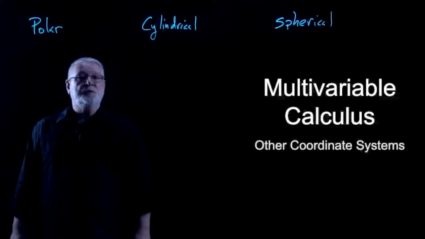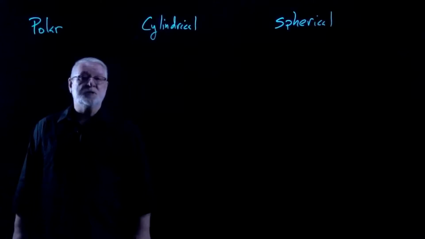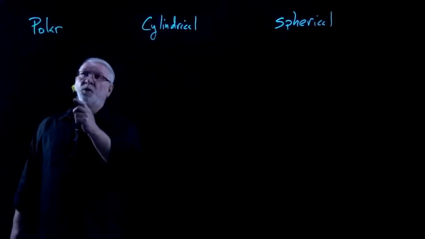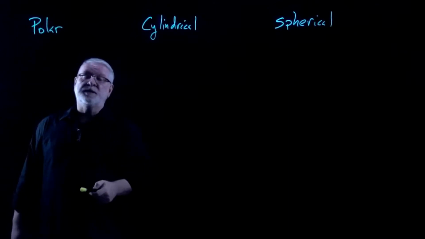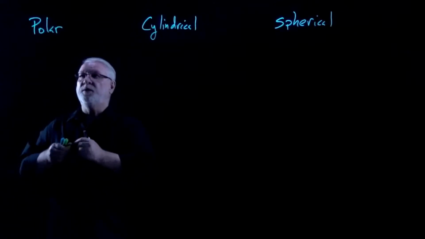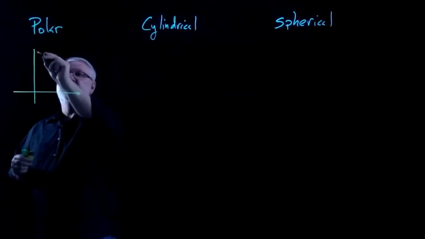In this episode, we're going to talk about other coordinate systems. That is, systems that are different from the traditional rectangular Cartesian coordinate system, namely polar, cylindrical, and spherical. The polar coordinate system is probably the one that you have the most familiarity with because it is generally covered in a good course in advanced algebra.